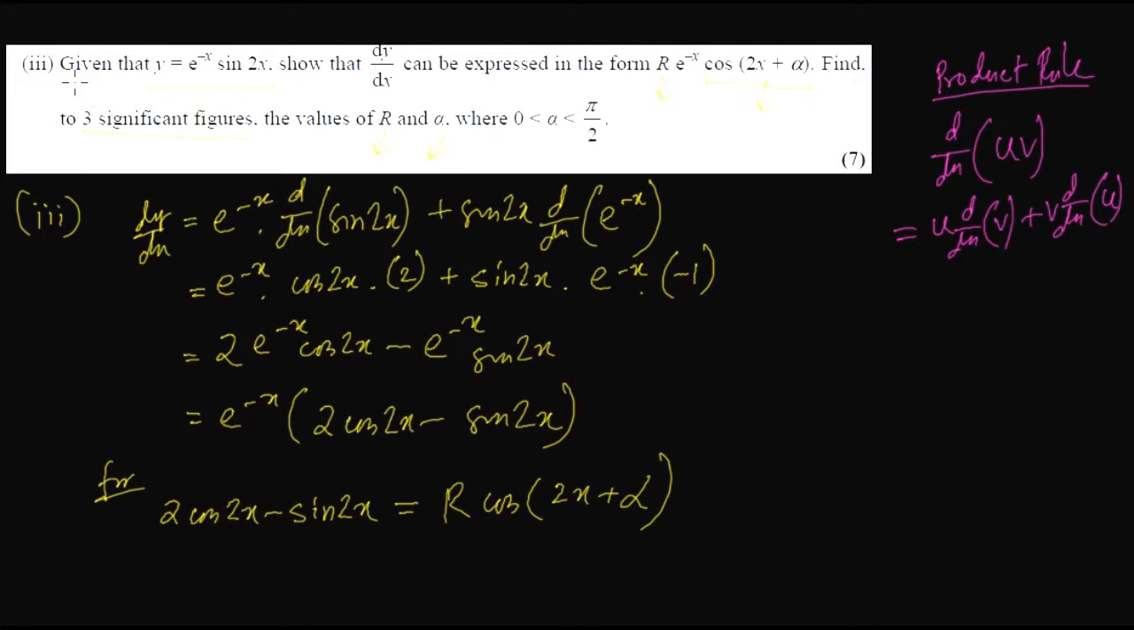Let me repeat. The first question was find the derivative of y, find dy by dx. So we found the derivative, and we found it in the form e to the power minus x and this algebraic thing 2 cos 2x minus sine 2x. This is what we found, but instead they are telling us to express it as r e to the power minus x cos (2x plus alpha) as the angle. So since e to the power minus x and e to the power minus x are the same, we actually have to express this portion as r cos (2x plus alpha). So that's the main thing that we have to do here.